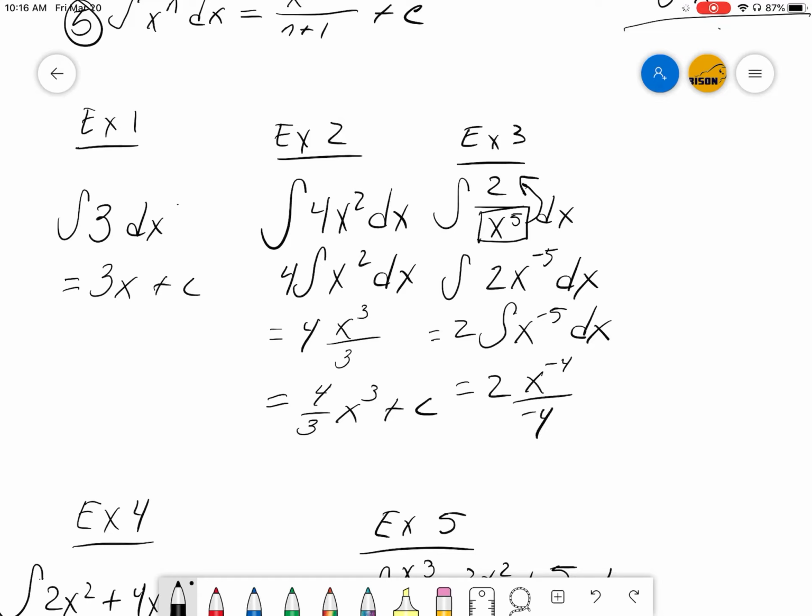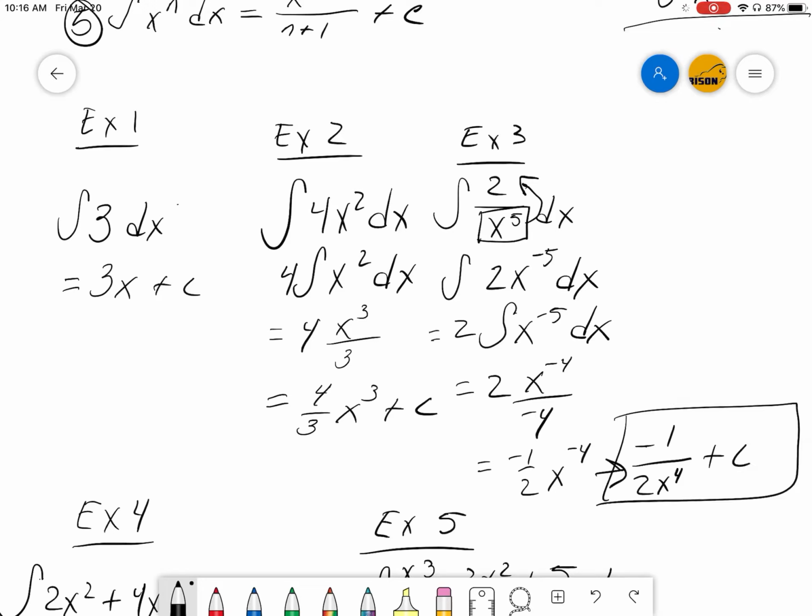Now this one's going to work out nicely because I can reduce the fraction. 2 over negative 4 would be negative 1/2. So your options are negative 1/2 x to the negative fourth, but that still doesn't look great because we don't like to leave negatives in the powers like that. So I'm going to send it back to the bottom. What I'm going to go with is negative 1 over 2x to the fourth. You can put the negative in the top, you can put the negative out front. I wouldn't put it in the bottom because it looks silly. Don't forget you had a dx, so you have to add in the plus c.